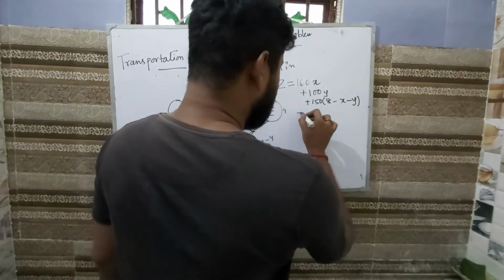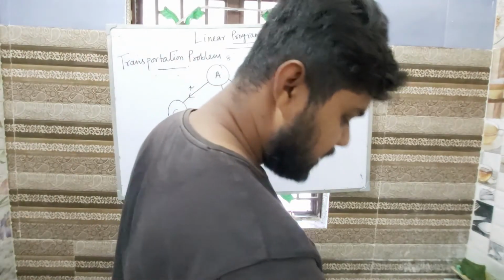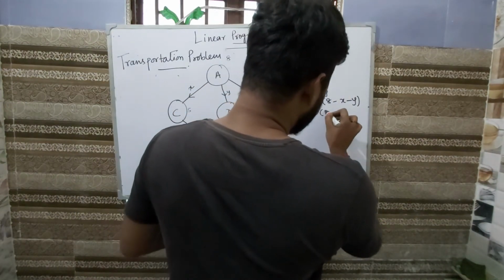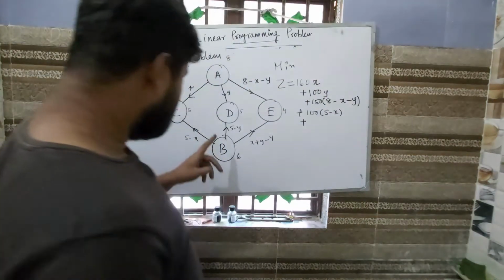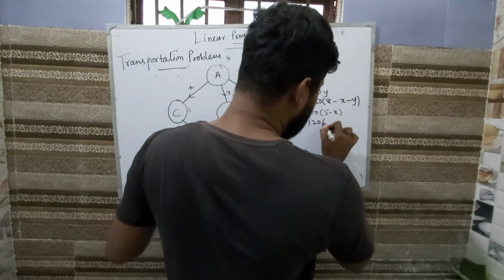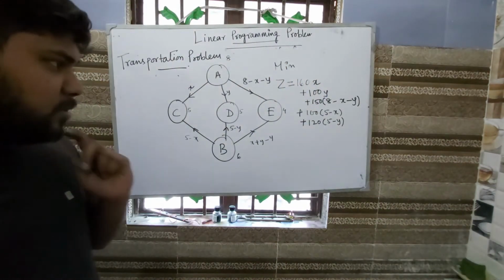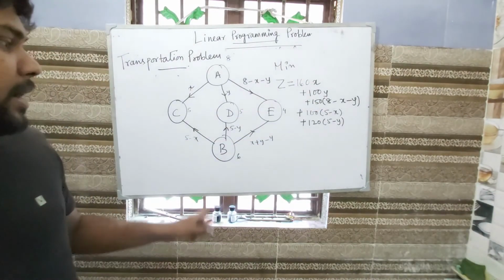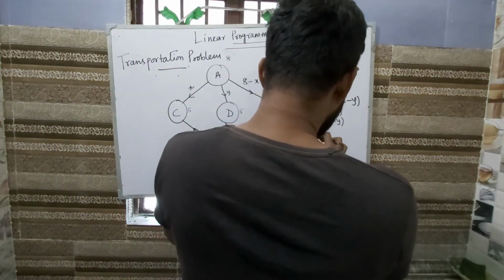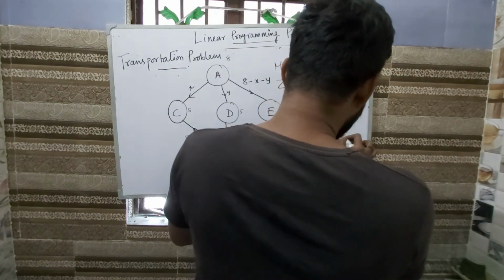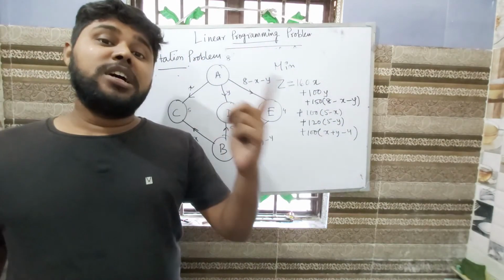Fine. Then again, B is sending 5 minus X items to C, so it should be 100 into 5 minus X, plus 120 into 5 minus Y. Just go through the table once. The table is given. I am just writing these values from the table only. And then B is sending this much to E, so that is again 100 into X plus Y minus 4. So this, once you add up, gives you the objective function.